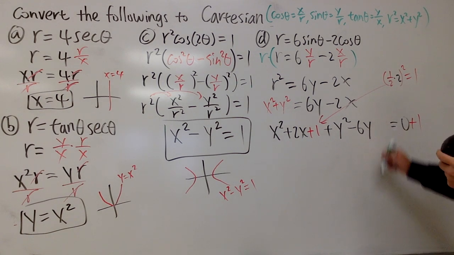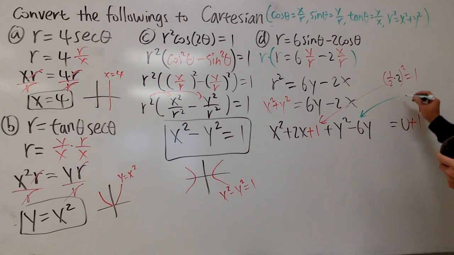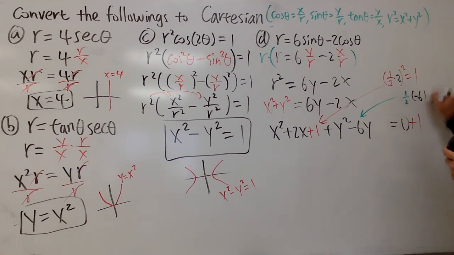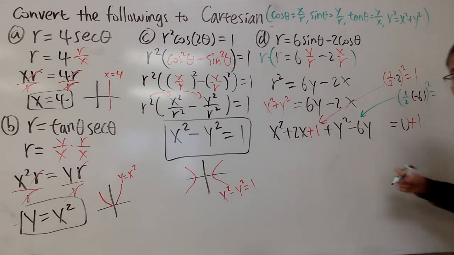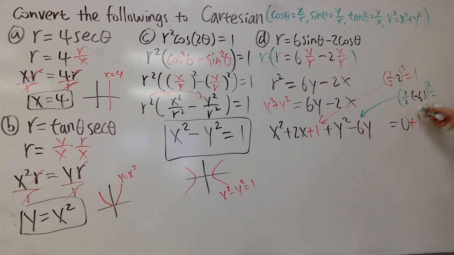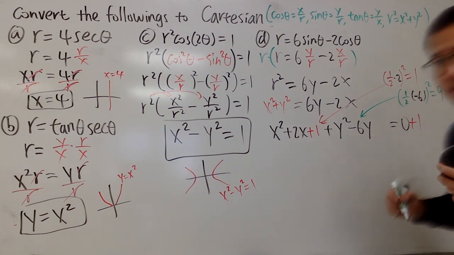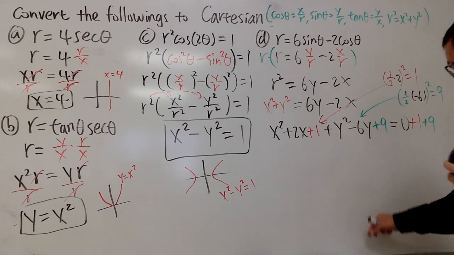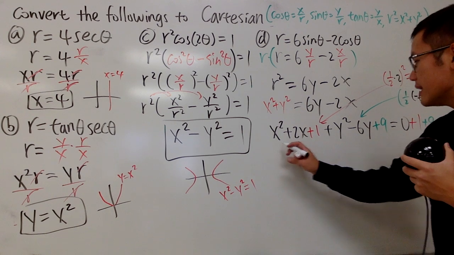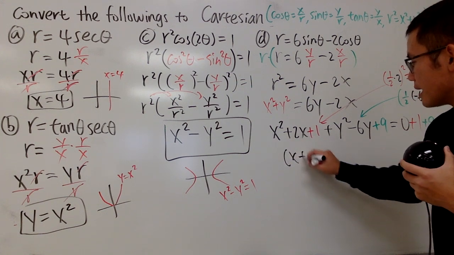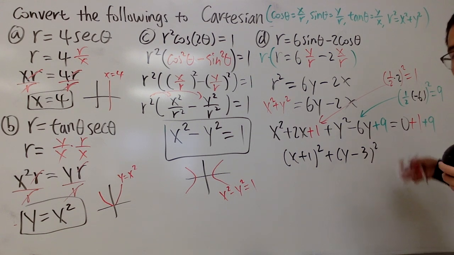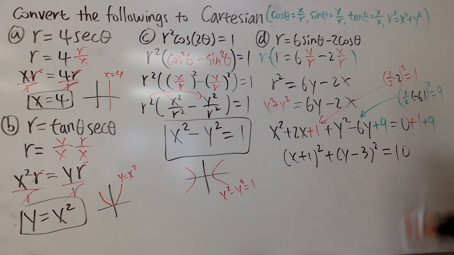Then we look at this, which is negative 6. And we take 1/2 of negative 6. And again, we square that. Work this out. You see that this is negative 3 inside. Square that, we get a positive 9. Well, right here, we can just add the 9 here. Likewise, on the other side. So that's what you have. And then we see that this right here, we can factor it. This is x plus 1 squared. And this right here is y minus 3 squared. And all in all here is equal to 10.